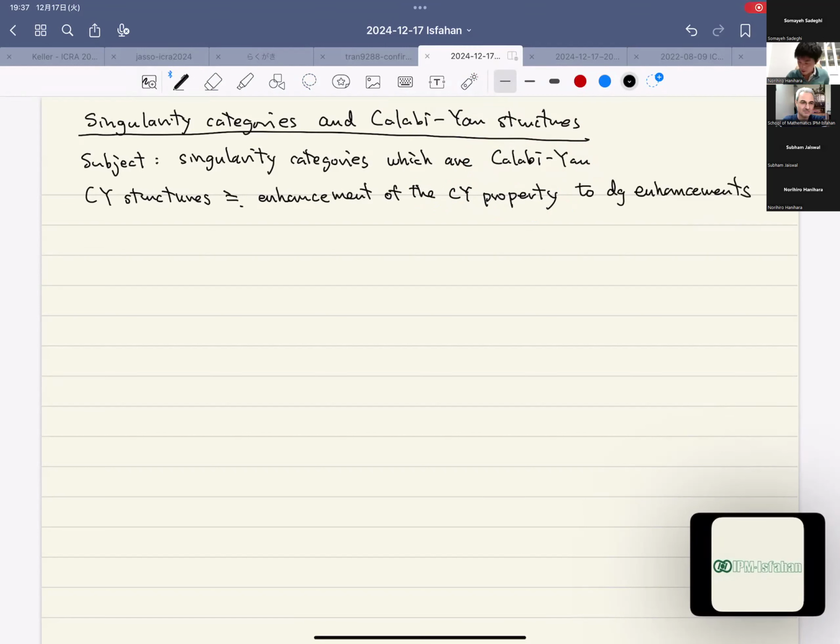So in the two talks, I would like to first start from some background on Calabi-Yau triangulated categories and also some brief background on DG categories. And then I would like to discuss two classes of Calabi-Yau triangulated categories. The first one is about the singularity categories of commutative algebras. And the second one is about singularity categories of some finite dimensional algebras.